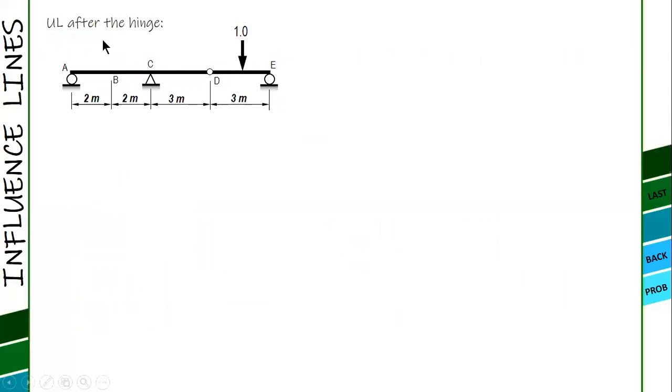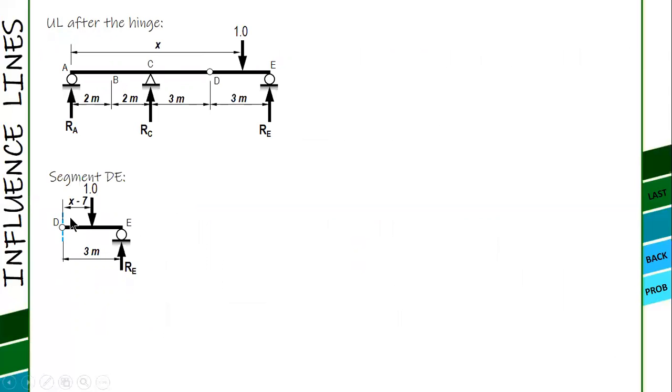So, X is the distance. Same procedure lang. You have three reactions. Cut at D and analyze the right part. This distance is X minus 7 because it's X. Then the 7 is 2 plus 2 plus 3. So this is X minus 7.